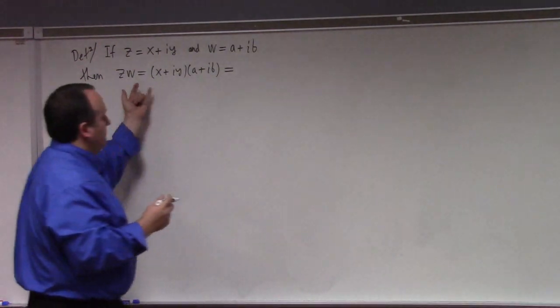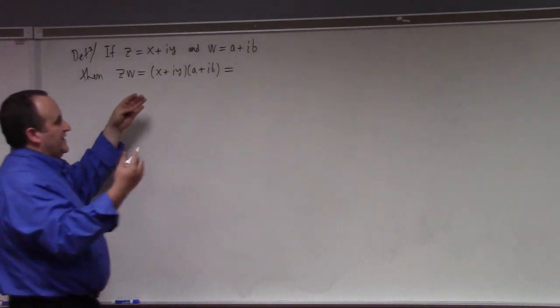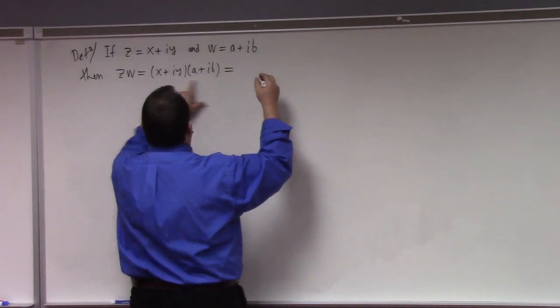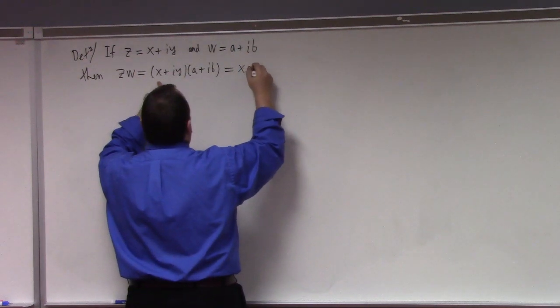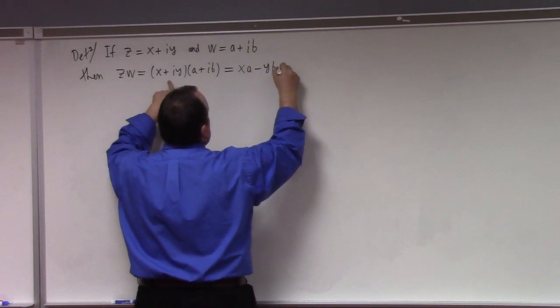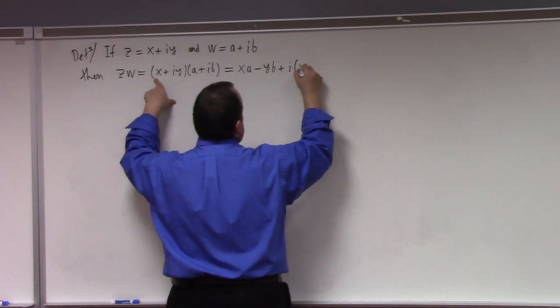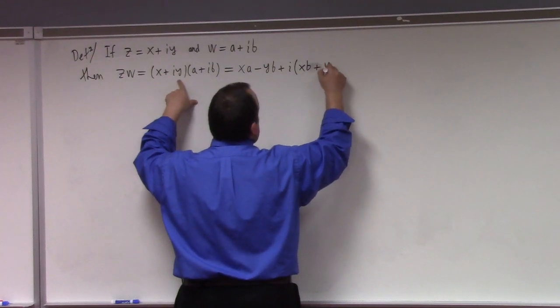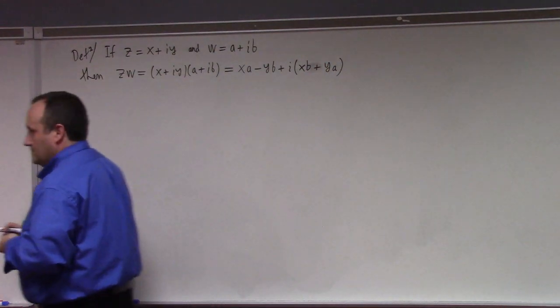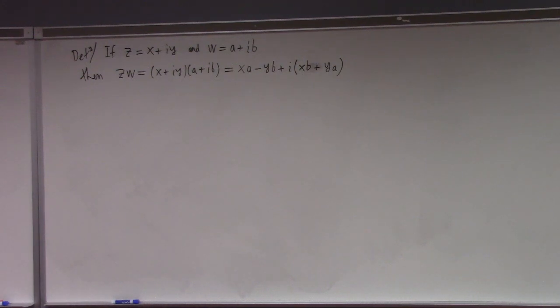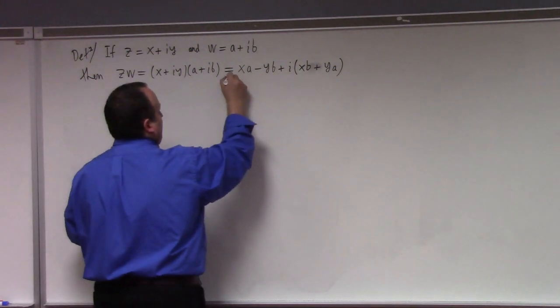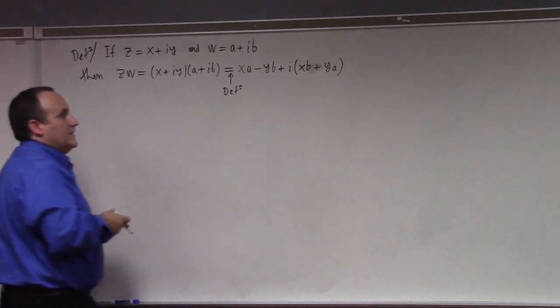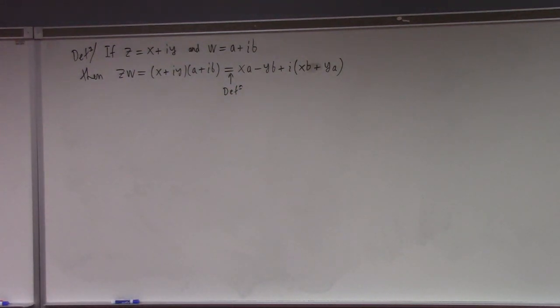So basically, we just proceed normally, right? This is a definition, so I don't really have to derive anything here, but the definition of how to multiply these is xa minus yb plus i times xb, my bad, xb plus ya. All right. So this right here is the very definition of complex multiplication. What are the properties of complex multiplication?